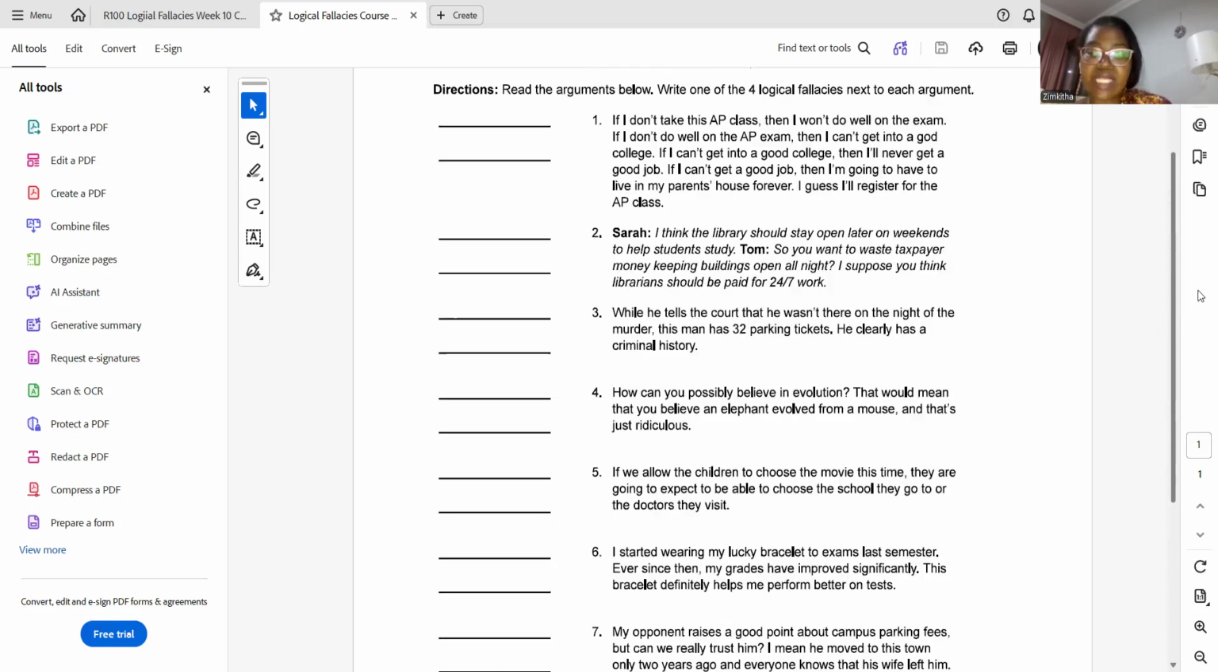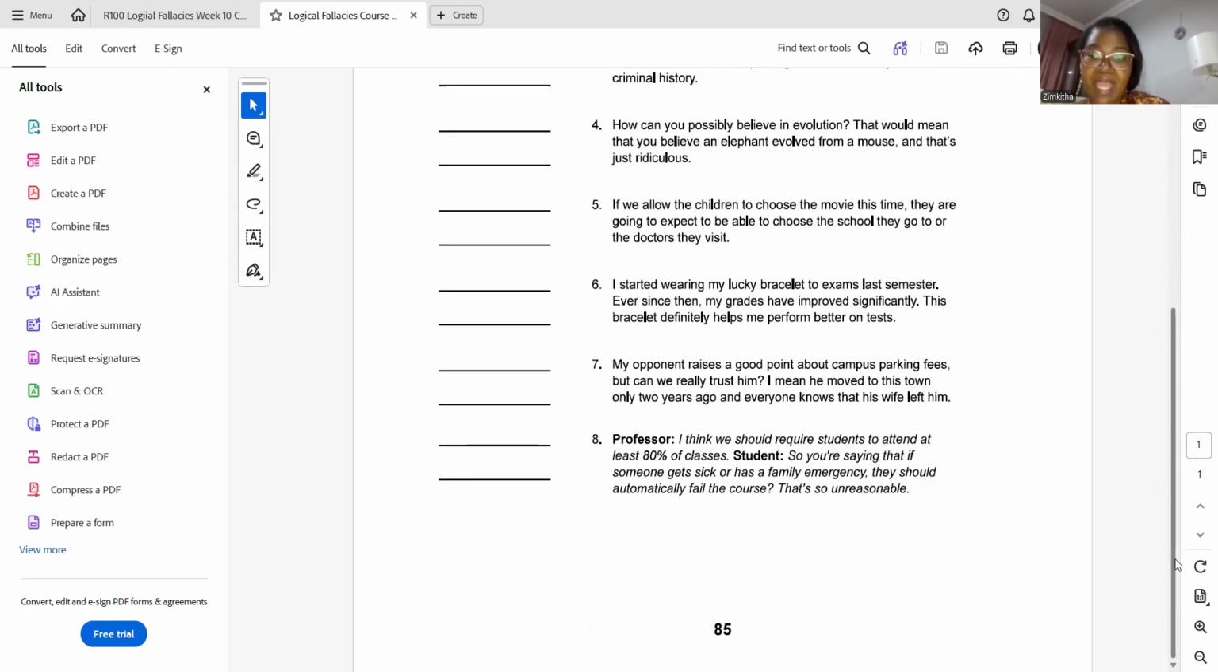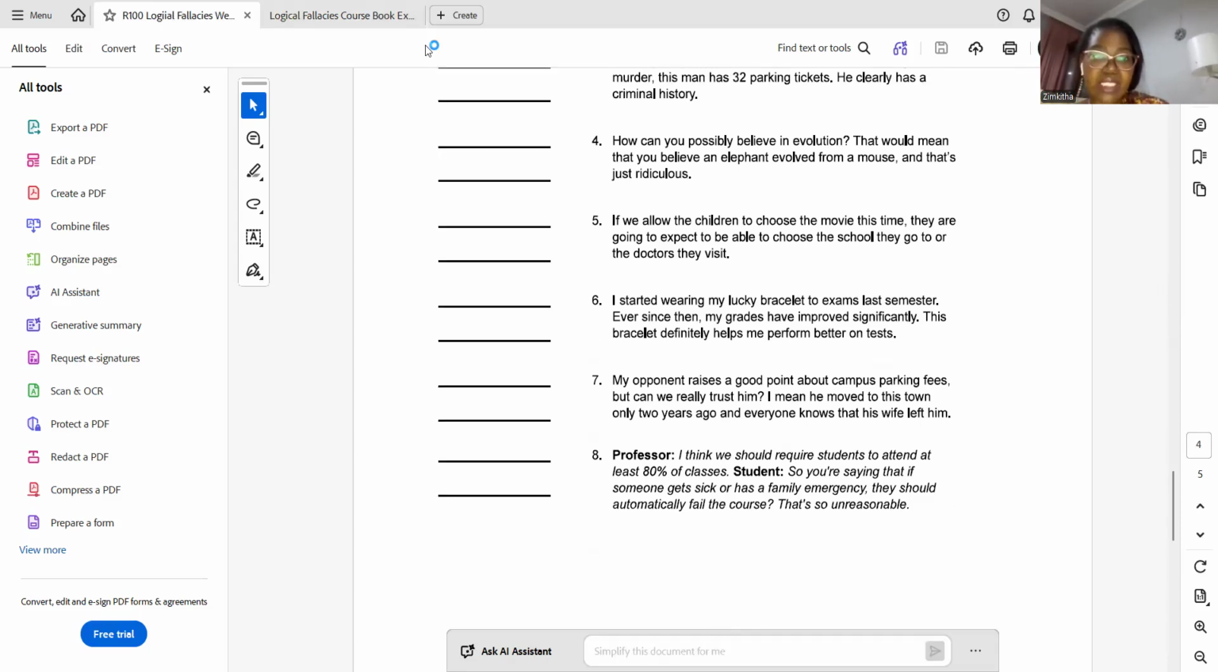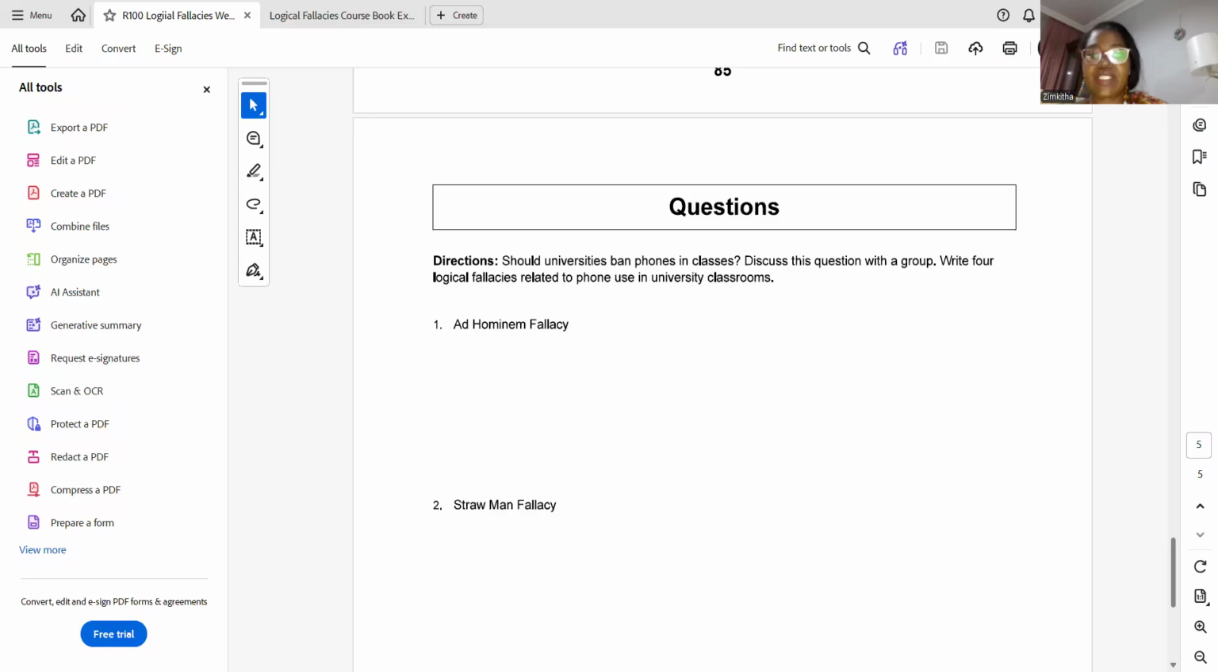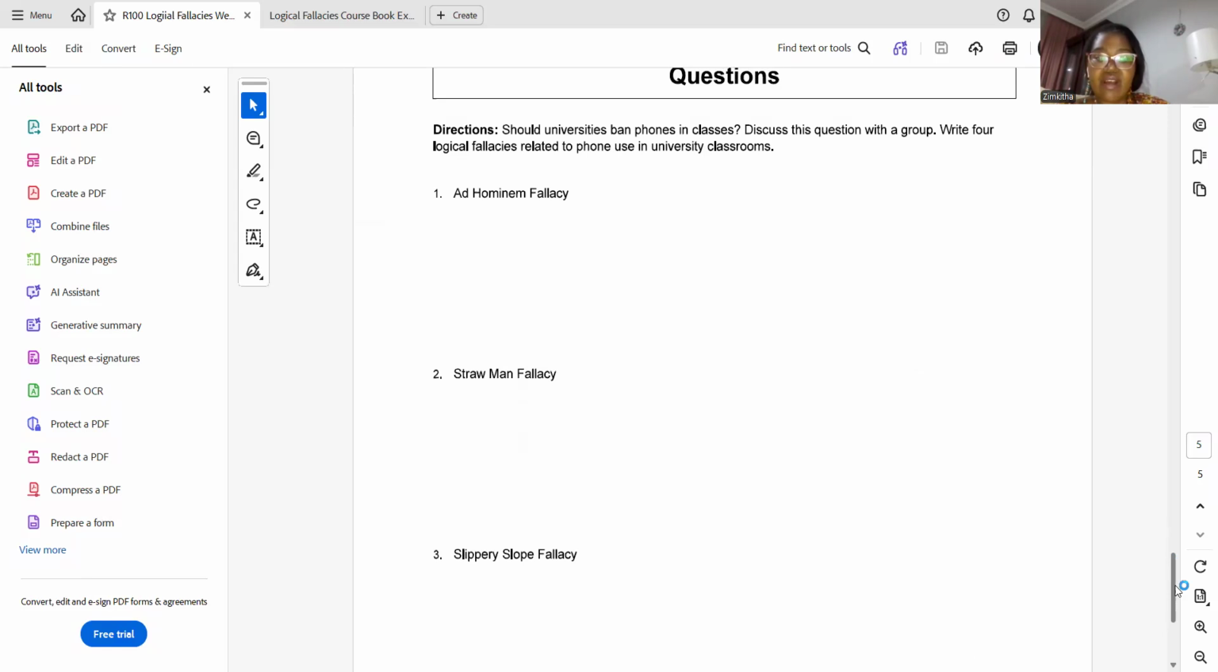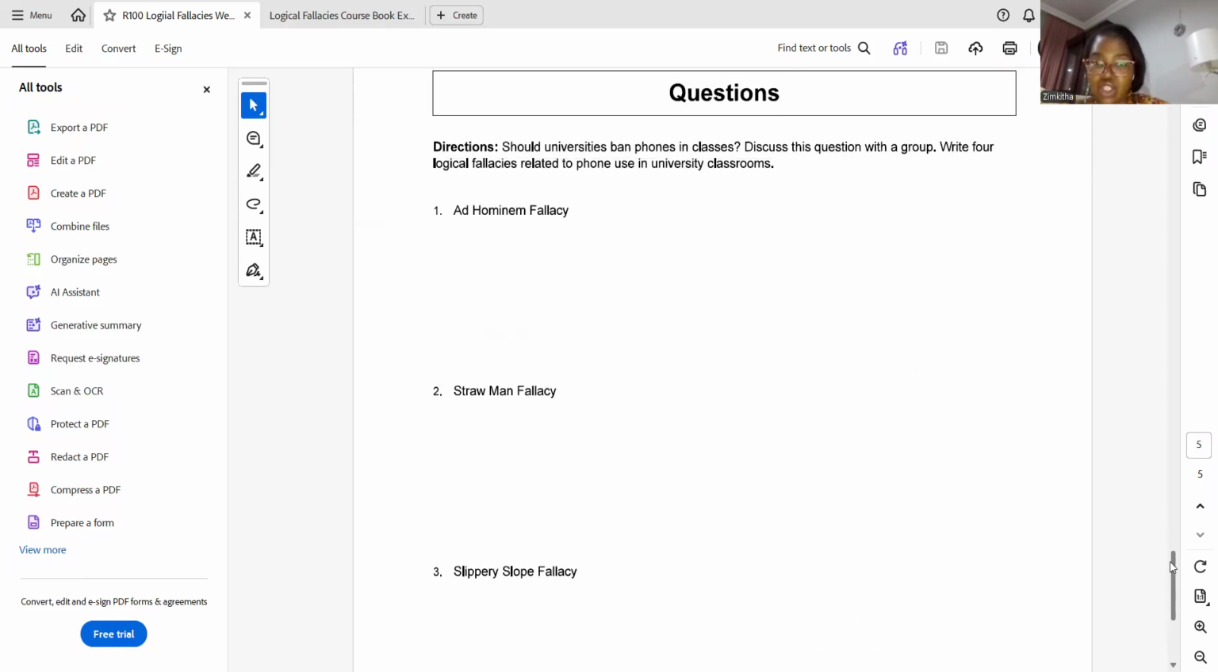So what I want you to do is also in your course reader on page 86. Let me see if I can actually pull this up with you guys. On page 86, hold on, let me just stop sharing. Let me share again. Great. So on page 86, you have a space for all the four logical fallacies.